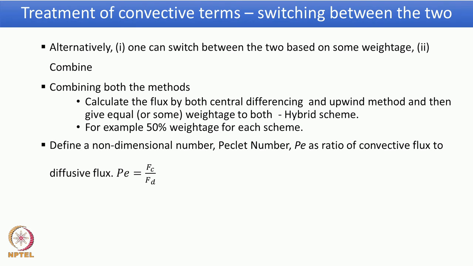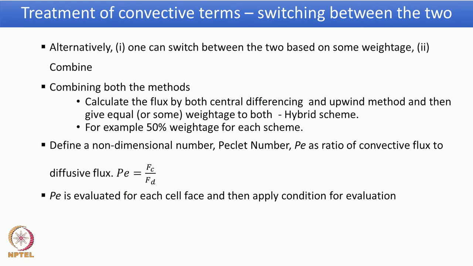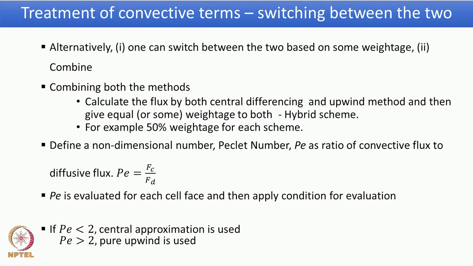Now how to switch between the two? We have a number called the Peclet number, which is the ratio of convective flux to the diffusive flux, and that is given by the symbol Pe. It is equal to Fc by Fd. Pe is evaluated for each cell face, and then it decides whether one has to switch between central difference scheme, pure upwinding or the hybrid type, depending on the condition that you are using for evaluation.